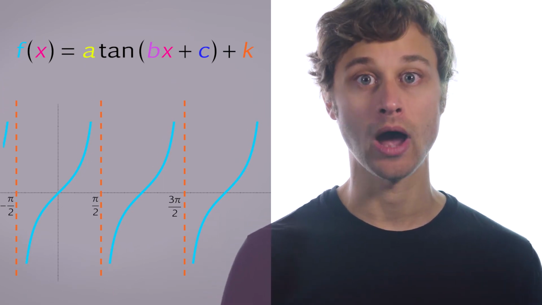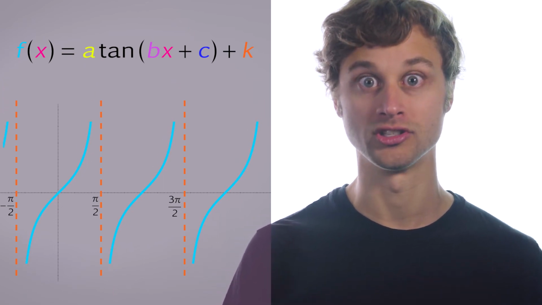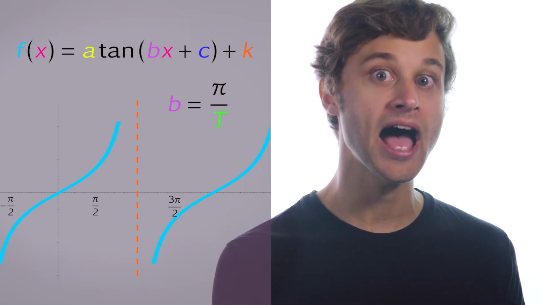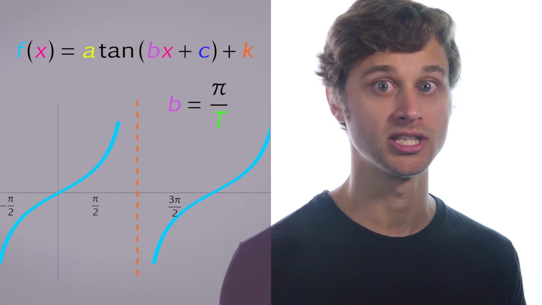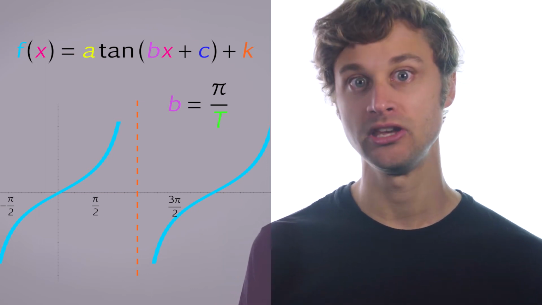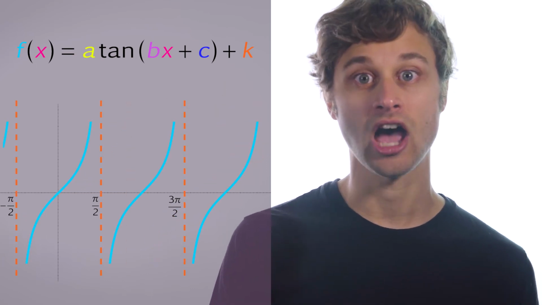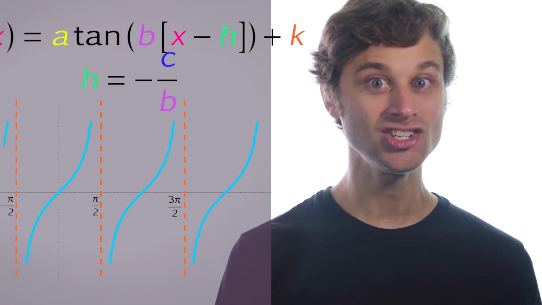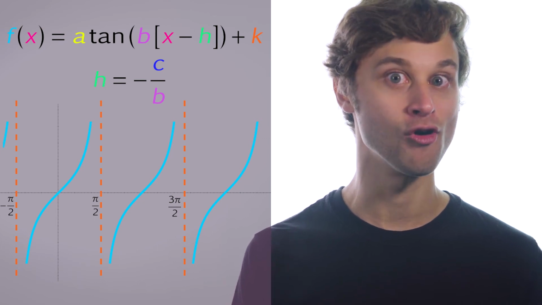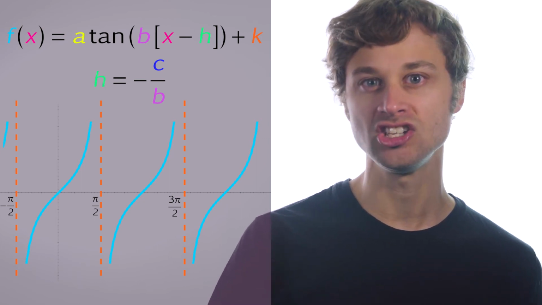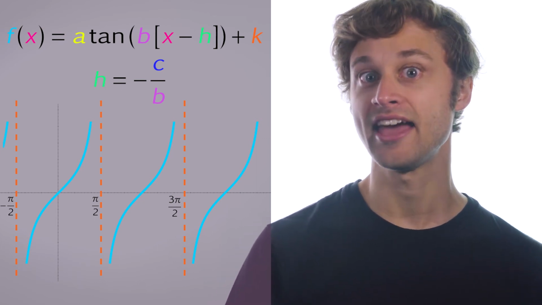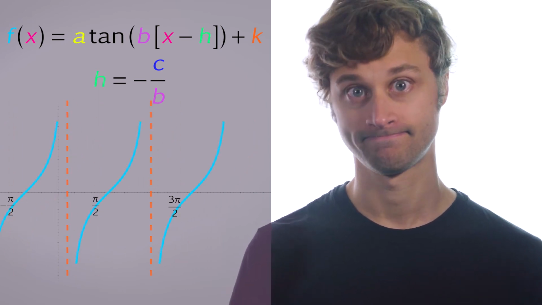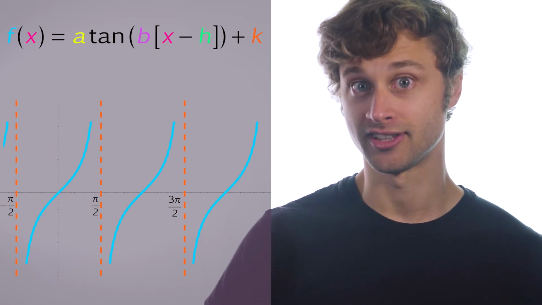B is again related to our period and also the horizontal scaling of the function, where b is equal to now pi over t instead of 2 pi over t, where t again is the period of the function. C again is our phase angle, which is related to our phase shift h, such that h is equal to -c over b. And now remember, h is the one that's a little bit easier to use. That is specifically the horizontal shift of the function. Finally, k is our vertical shift, like it normally is.